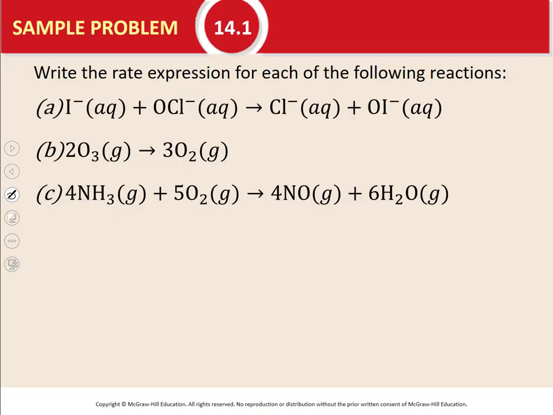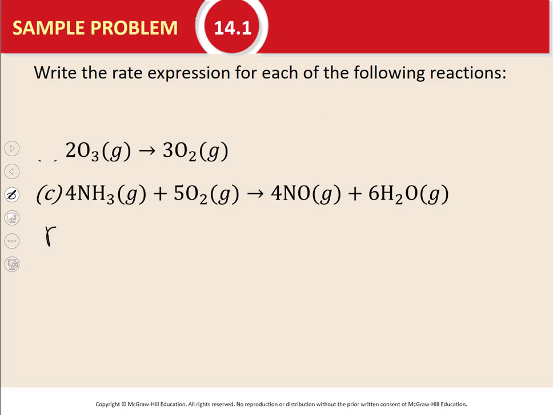All right, let's try this out. Write the rate expressions for each of the following reactions. So reaction A, I have 2 reactants and 2 products, and all of them are aqueous. How many rate expressions will I have for reaction 1, or A? If I have 2 reactants and 2 products, how many rate expressions will I have? 4. We will have 4 rate expressions.